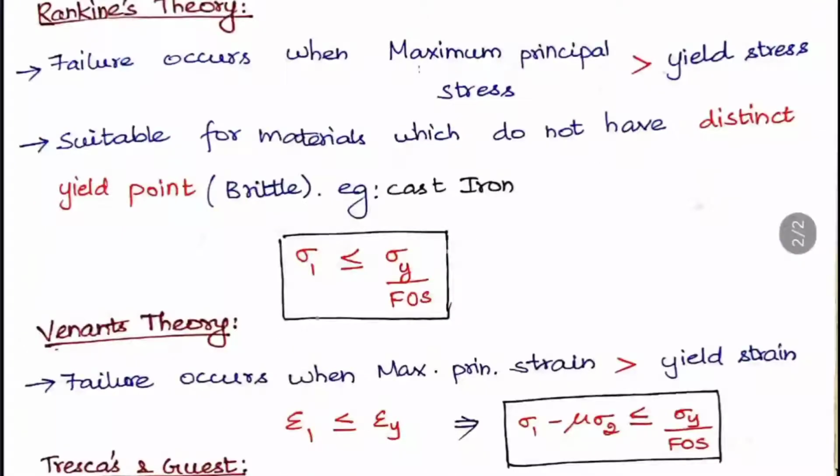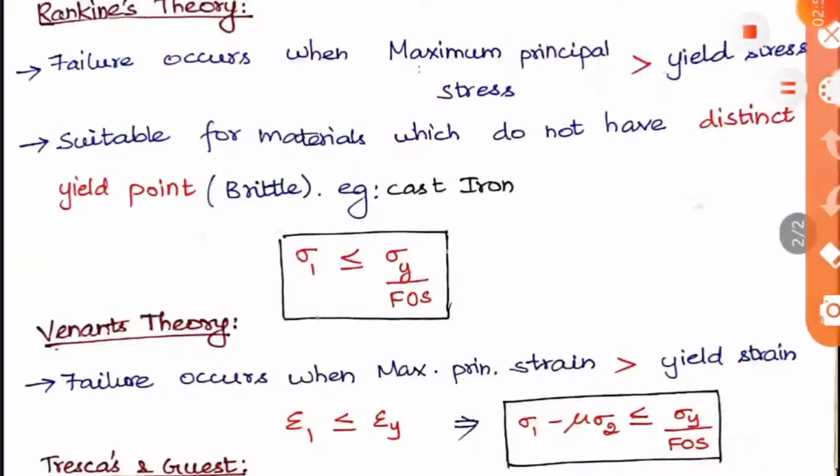The first theory is Rankine's theory. The failure occurs when the maximum principal stress is greater than the yield stress. When this condition occurs only, the failure will happen. This is suitable for materials which do not have a distinct yield point, that is, brittle materials only. For example, cast iron. Here sigma 1 is less than or equal to sigma y divided by the factor of safety. All these, sigma 1, sigma y and so on, we have already seen. They are just the principal stresses in that element.